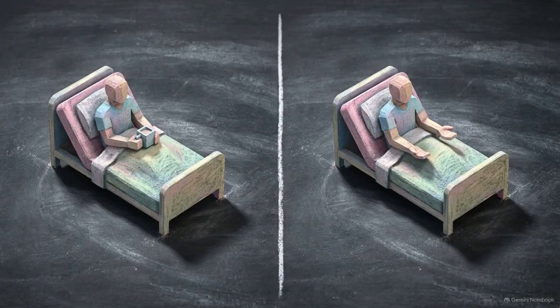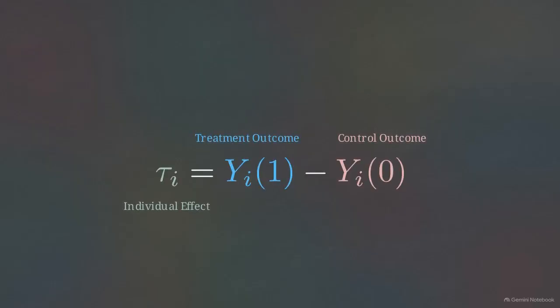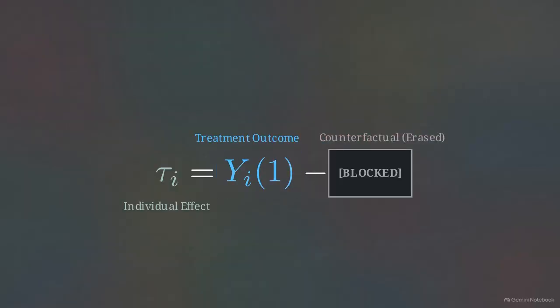True causal logic forces us to think in counterfactuals. We have to compare the reality that actually happened against a parallel reality that did not. But here we hit a physical wall. The moment a patient takes a pill, the control state ceases to exist.